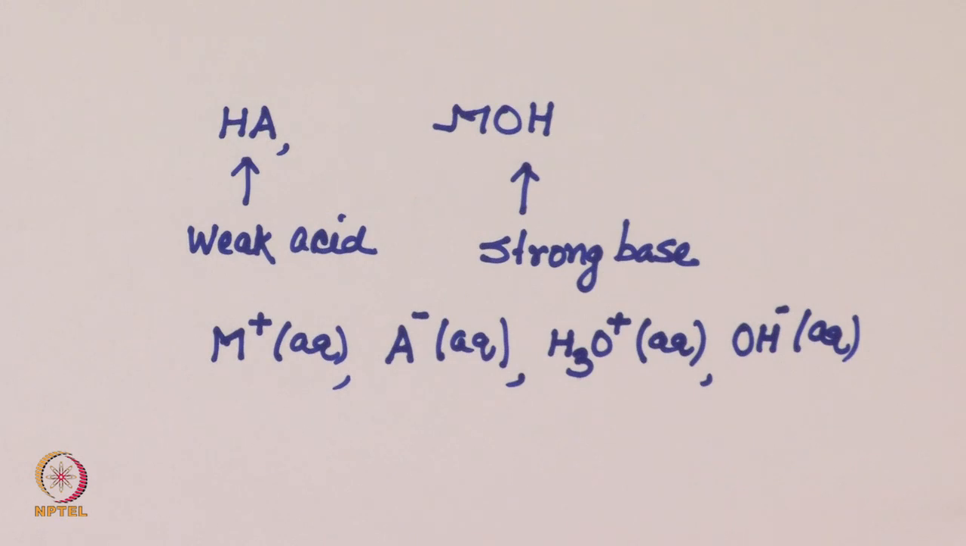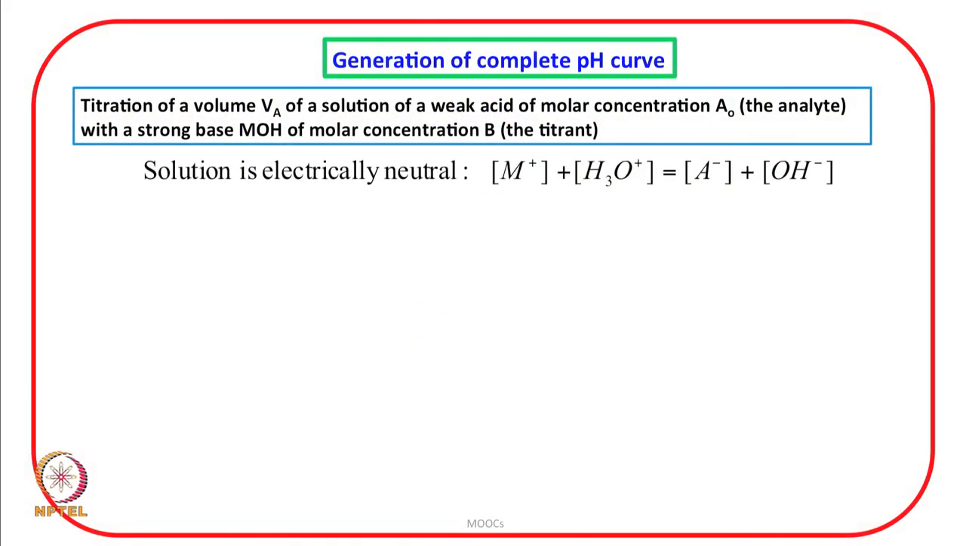The solution is electrically neutral. Let us go to the slide. Since the solution is electrically neutral, this equation will hold, that is the total positive charge will be equal to total negative charge. We write in terms of the concentrations of whatever positively charged species, sum of that has to be equal to the sum of the concentration of all the negatively charged species.